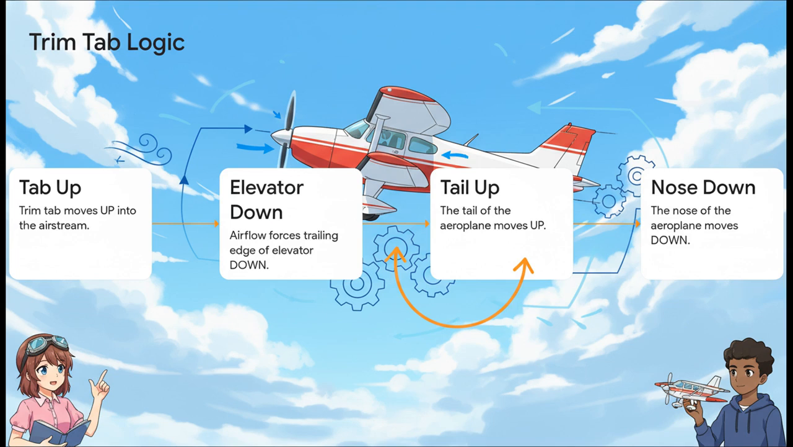Let's trace it out. You want to pitch the nose down, so the trim tab moves up. The wind hits it, forcing the main elevator down. That downward elevator catches the wind, pushing the whole tail up, which levers the nose down. Always remember for the test, the standard trim tab moves opposite to the primary control surface.